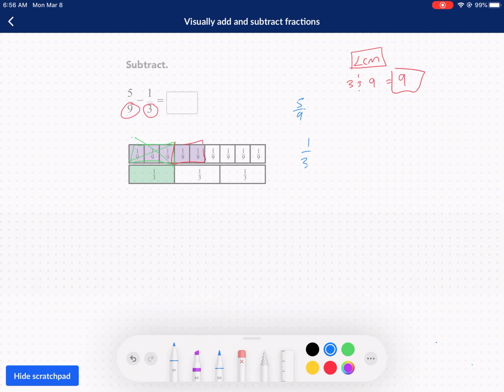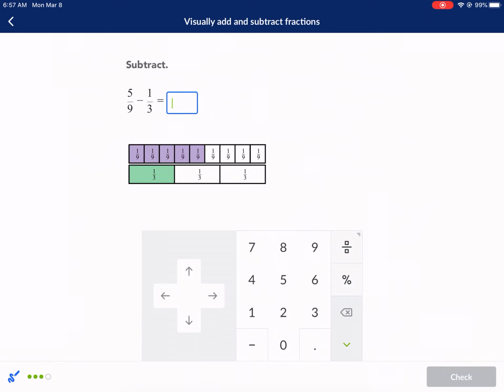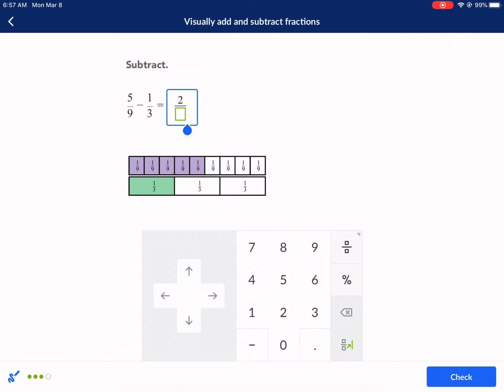5 over 9, this one stays the same, because it's already in 9ths, it'd be times 1 on top and bottom. This one we multiply by 3 to have our denominator of 9. So what we do at the bottom, we also have to do to the top, times 3. We would get 3 over 9, and we do 5 over 9 minus 3 over 9. Keep the denominator the same, 9, subtract the top, 2. 2 over 9, and that's our final answer.